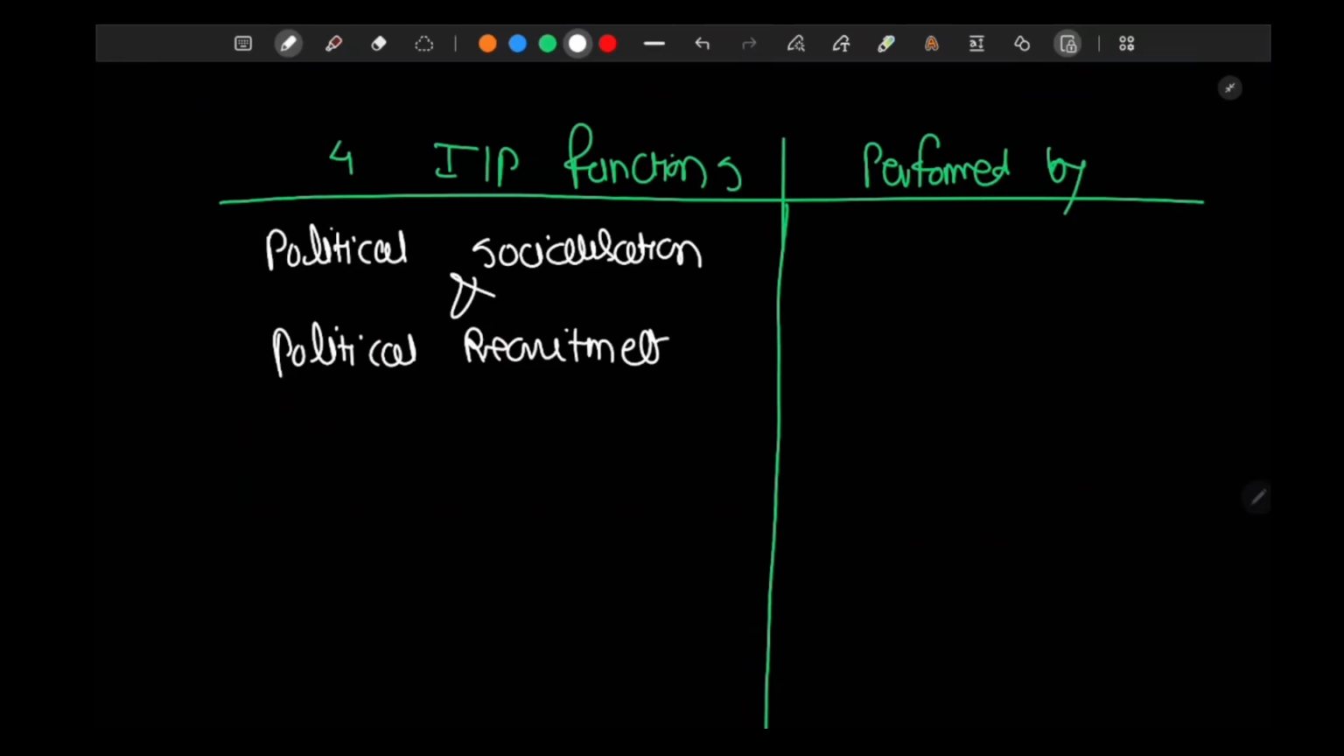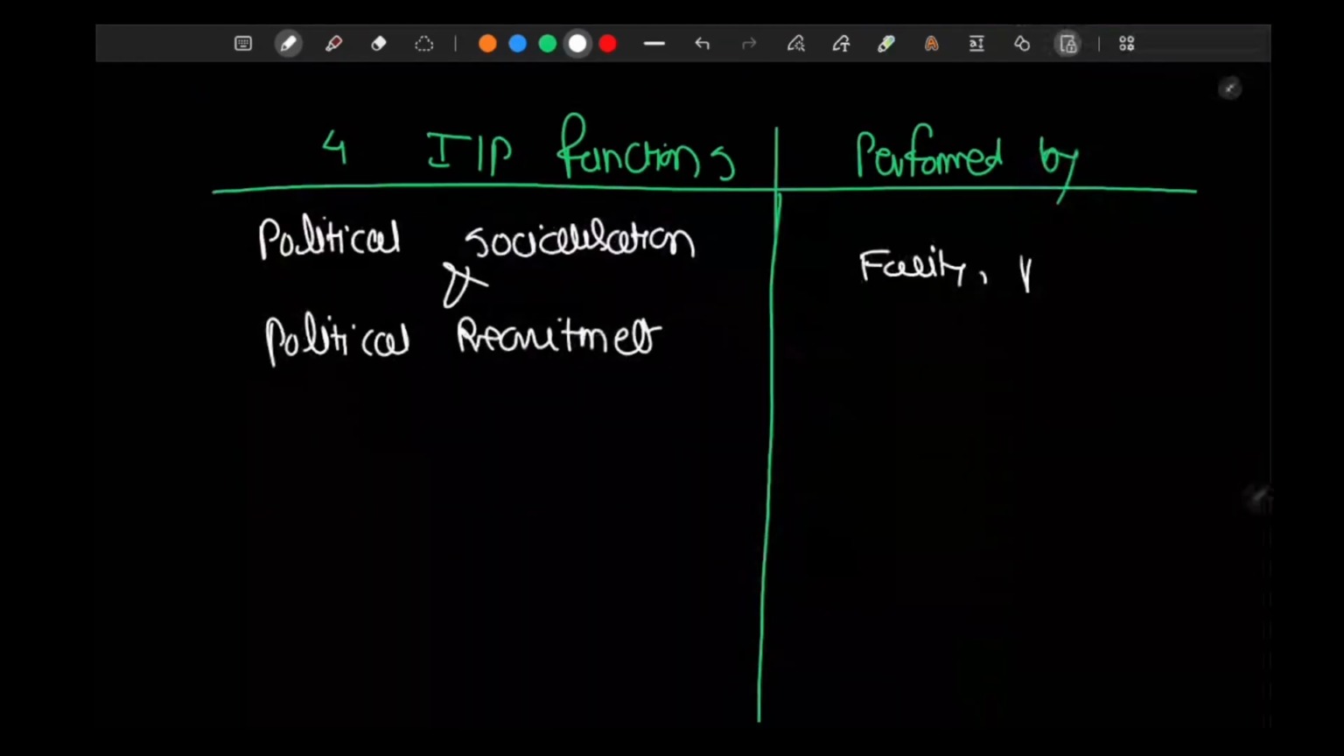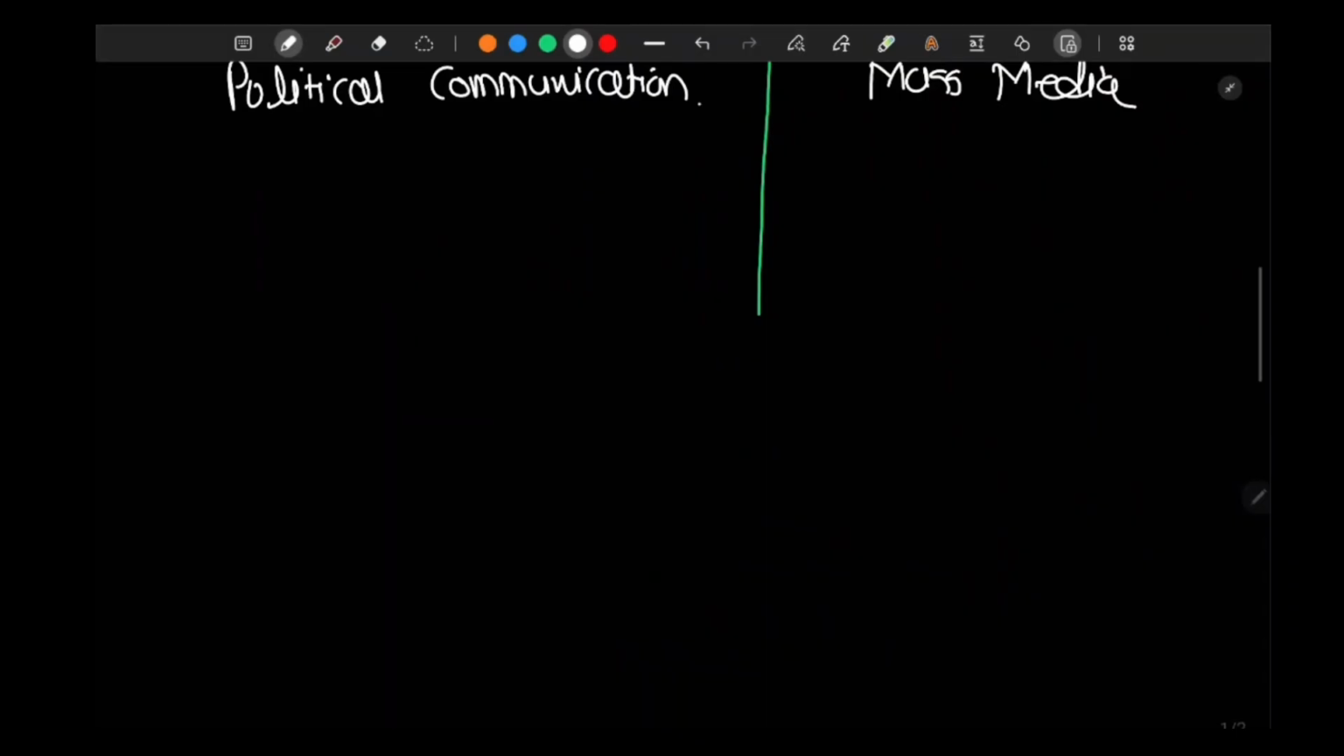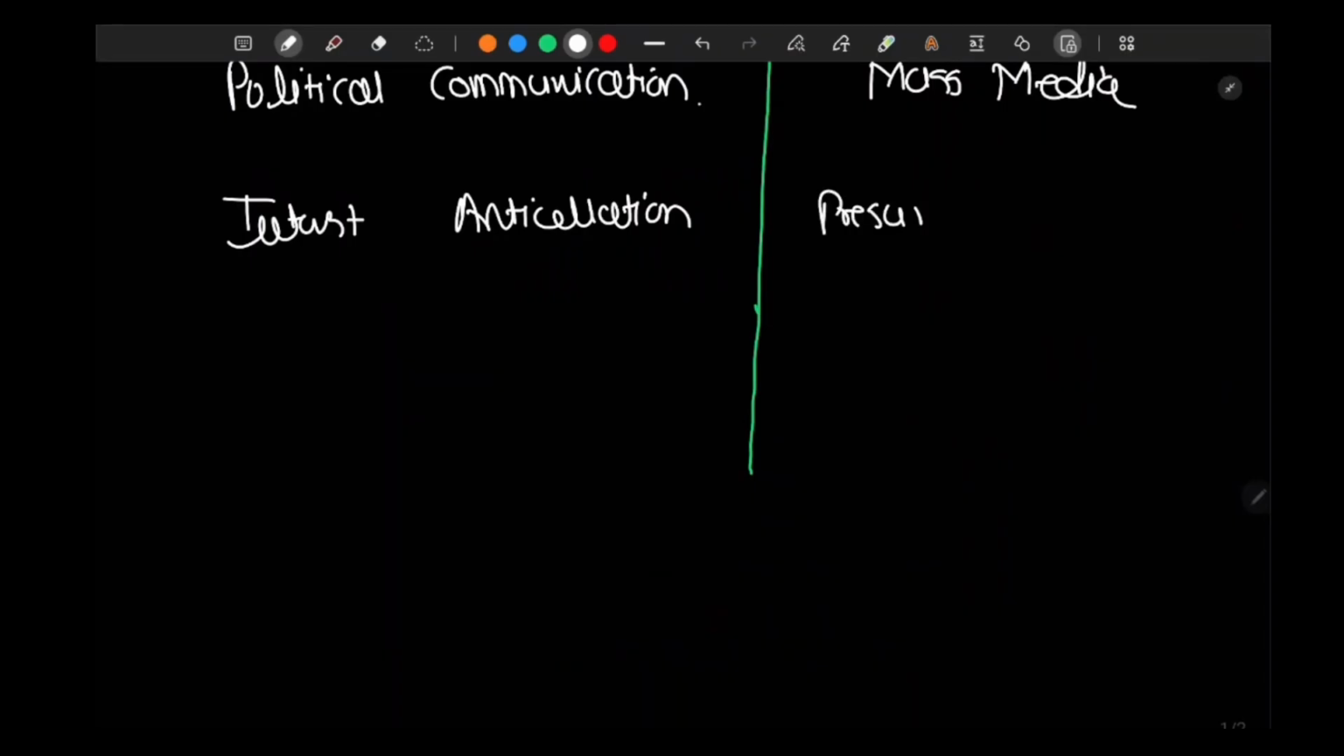All this is just background. It is performed by family, peer group, school, right? Political socialization, political recruitment. Then political communication is there. It happens through mass media, right? Then there is interest articulation. It is performed by pressure groups and interest groups.